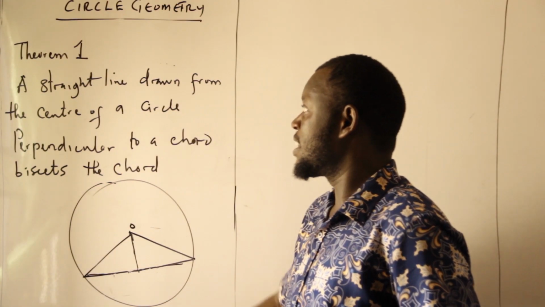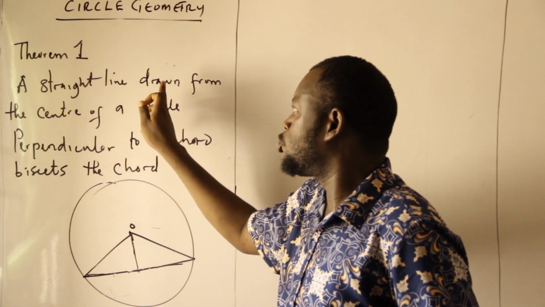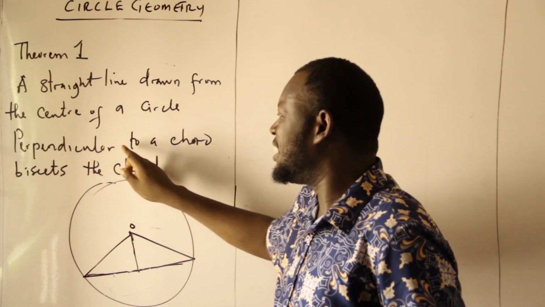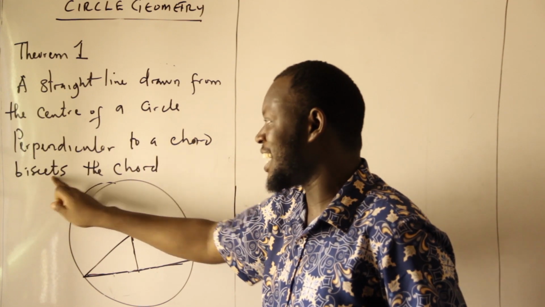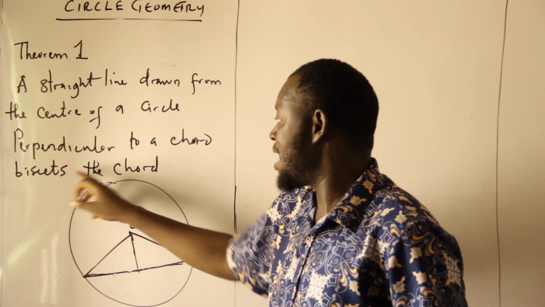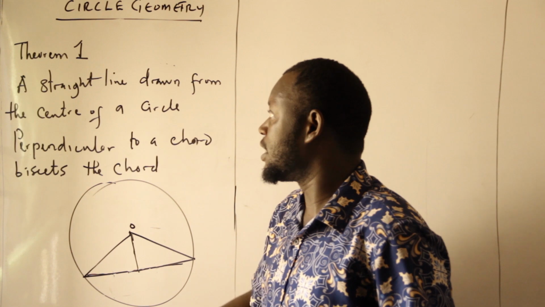Theorem 1. A straight line drawn from the center of a circle perpendicular to a chord bisects the chord, sorry. Bisects the chord. Let me take it again.